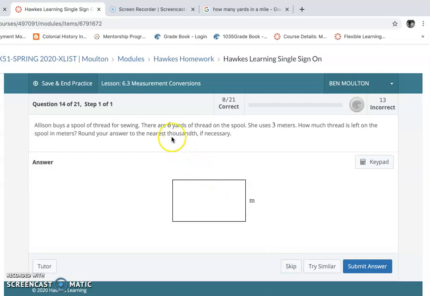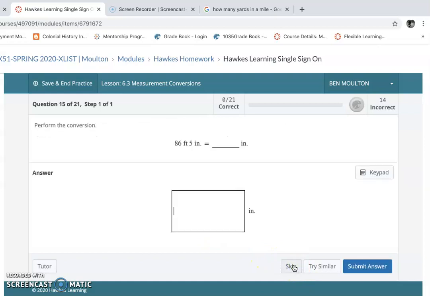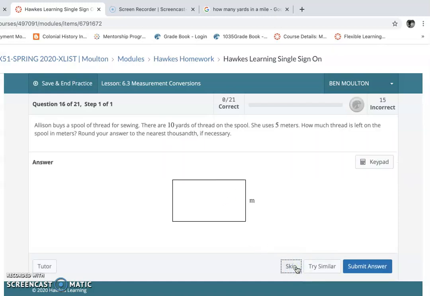This one, because you want your answer in meters, what's going to be easier is if you convert this 6 yards into meters, and then subtract off your 3 meters there from whatever that unit conversion is going to be, and that'll give you your answer in meters. Next up, same story. You're going to convert this 86 feet into inches and add it to that 5 inches. You should be fine there.